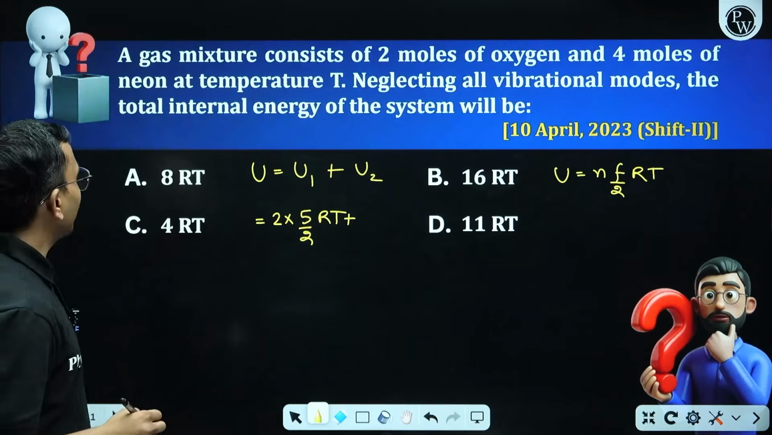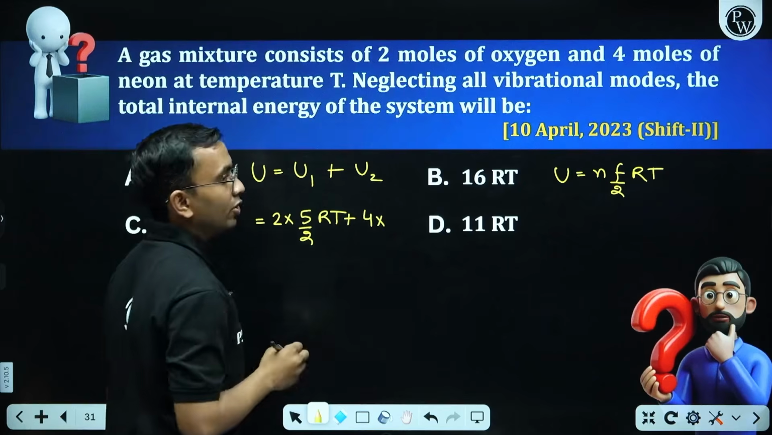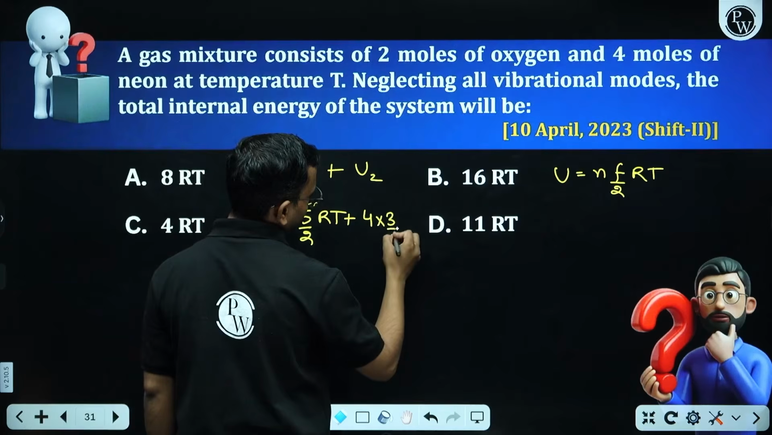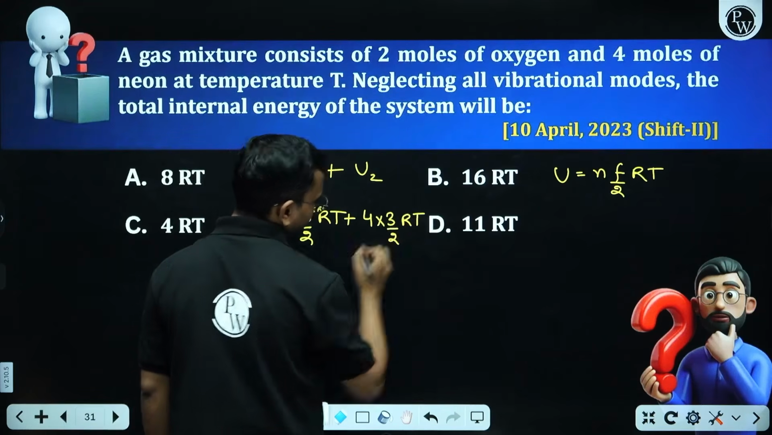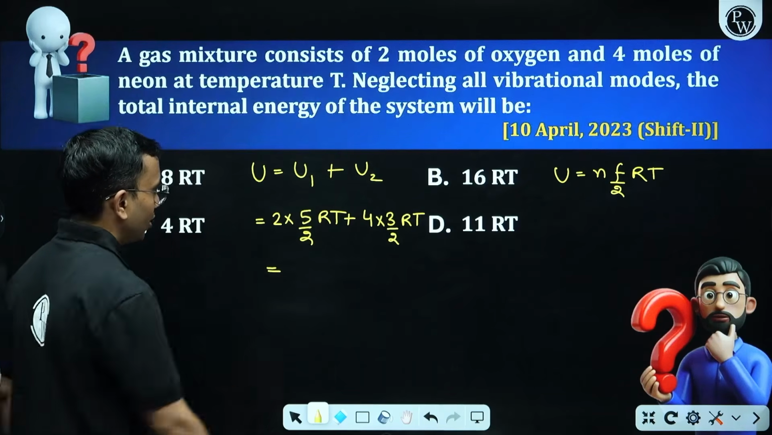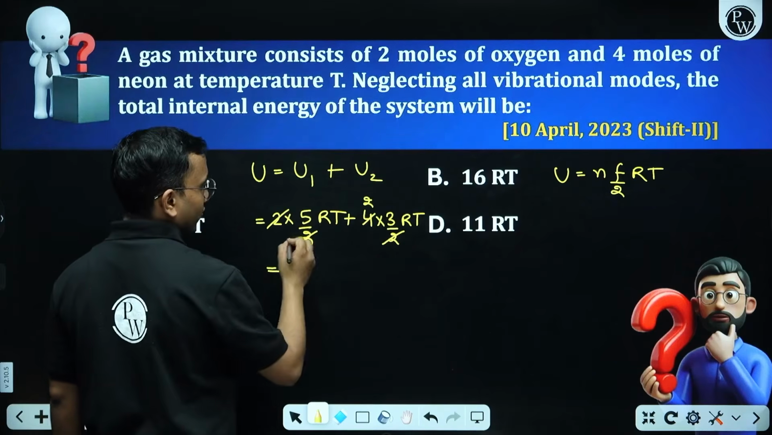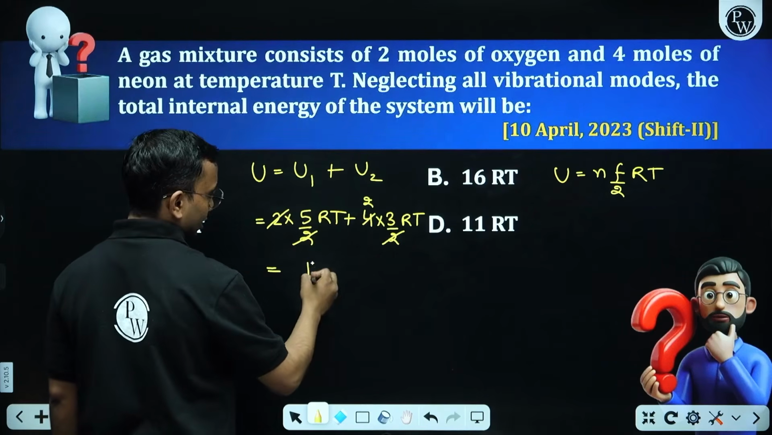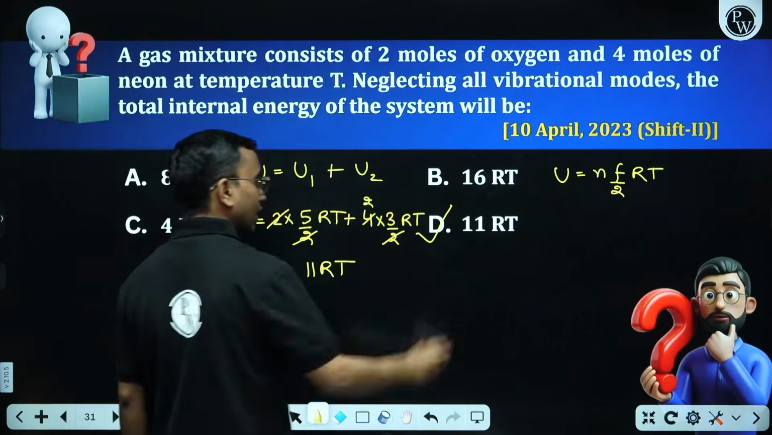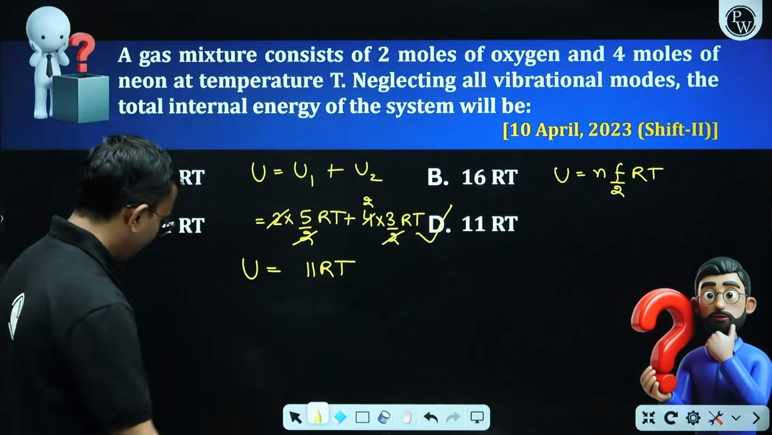the second is 4 moles of neon. So the number of moles is 4 into, for neon gas, how many degrees of freedom are there? 3 degrees of freedom. So 3 by 2 RT. Yes, neon is monoatomic, therefore 3 degrees of freedom. So from here, 5 plus 6, we have 11 RT. This becomes my total internal energy of the gas. Is this fine?